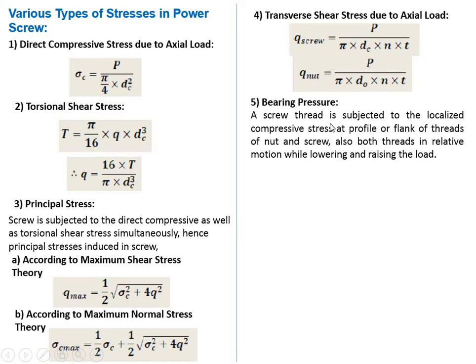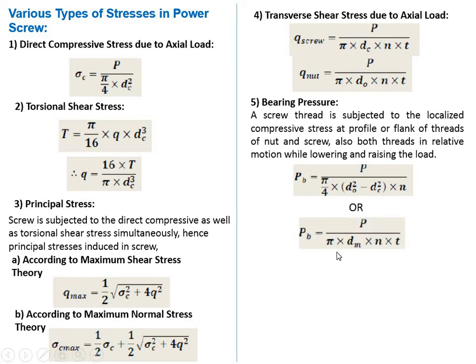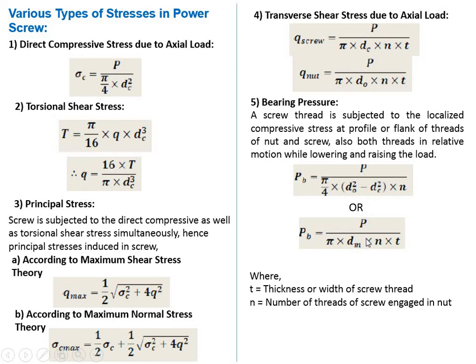Now the fifth one is the bearing pressure. What is bearing pressure? A screw thread is subjected to localized compressive stress at a profile or at the teeth or flank of the thread of a nut on the screw, as both threads are in relative motion while lowering and raising the load. The formula for the bearing pressure is Pb equal to P upon pi by 4 into d0 square minus dc square into n. Or you can use Pb equal to P upon pi into dm into n into t. According to the data given in the problem, you can use either formula to find the bearing pressure.